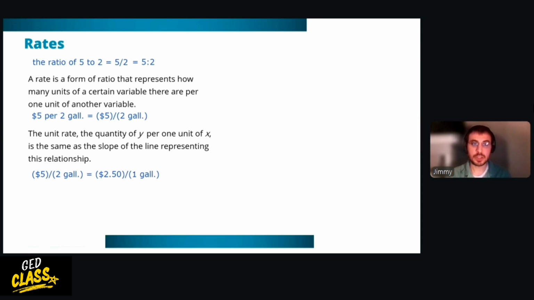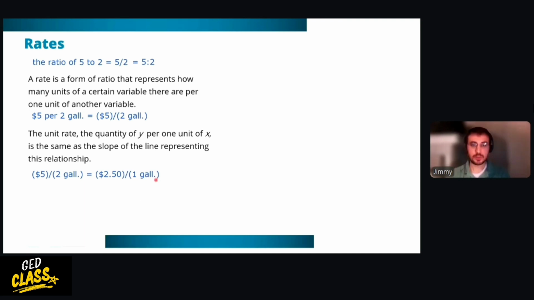So you just take 5 divided by 2, you get 2.5, and you're keeping the same units on the top and bottom. We're still going to have dollars on the top and gallons on the bottom. But this isn't just any rate. This is specifically the unit rate because it's something per 1 unit on the bottom, in this case, 1 gallon of gas.